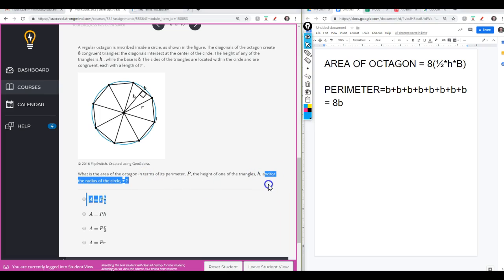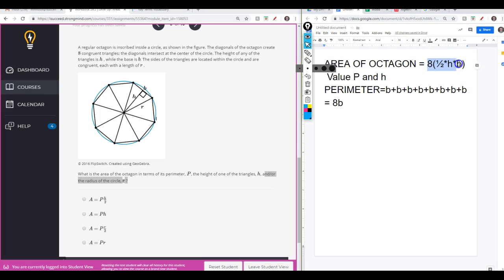This "and or the radius of the circle" is kind of leaning me towards thinking that it could or could not be included in the formula. So what's required in this area of an octagon is we now need the value P and H and or the radius of the circle.